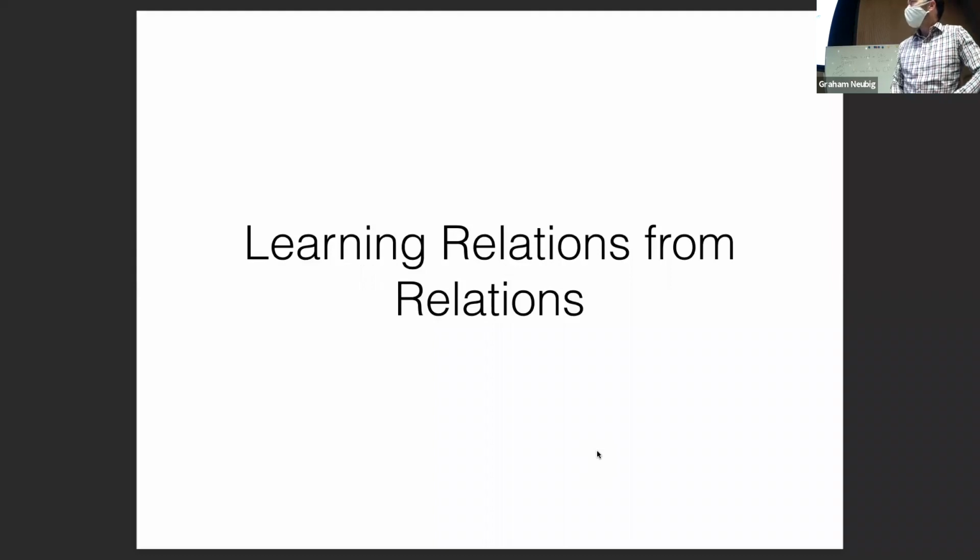Cool. Okay. So another topic in knowledge base construction is learning relations from relations. And there are certain things that you can infer precisely based on particular pieces of information you already know. Like, for example, the child of a child is a grandchild, is something that holds every single time.